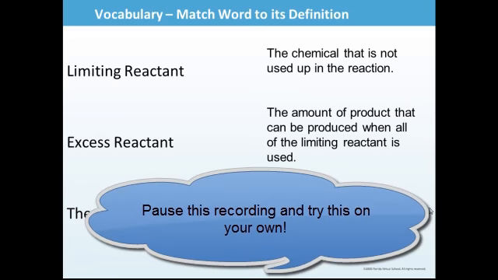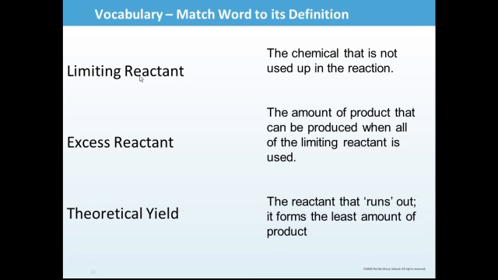Let's match the word to its definition. Go ahead and pause this recording. First word is limiting reactant. The limiting reactant is the reactant that runs out. It forms the least amount of product. So these two go together. Limiting reactant is a reactant that runs out. It forms the least amount of product.